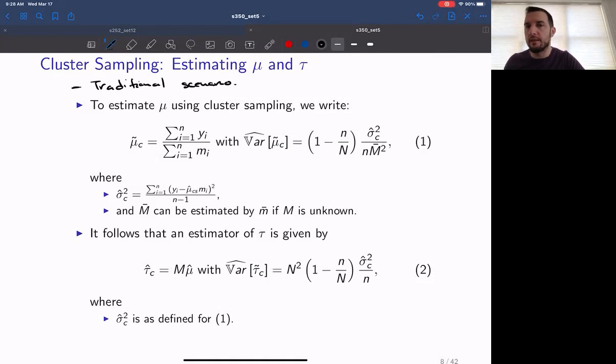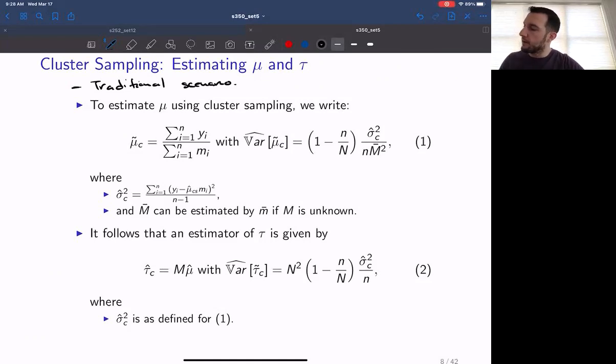So you can see here that the form of the estimates is pretty much exactly what you would expect. So you have mu tilde c is equal to the sum of the yi. Again, the yi is the response value, so this is the total response value across each cluster divided by the sum of the mi, the number of observations that were used across all of the sampled clusters.